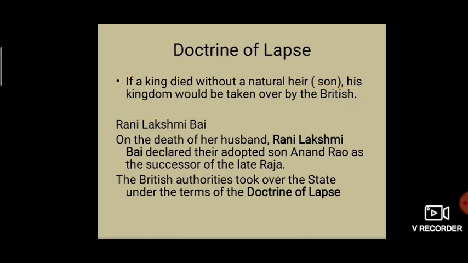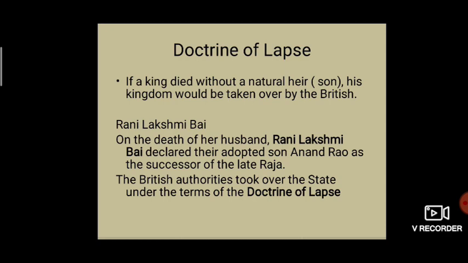Now one such case is of Rani Lakshmi Bai. On the death of her husband, Rani Lakshmi Bai declared their adopted son Anand Rao as the successor of the late Raja. Rani Lakshmi Bai did not have any child, so she did not have any son. So she declared her adopted son Anand Rao the next successor of her kingdom, who would be taking care of the kingdom. But under the policy of doctrine of lapse, Britishers did not allow Rani Lakshmi Bai to do so.